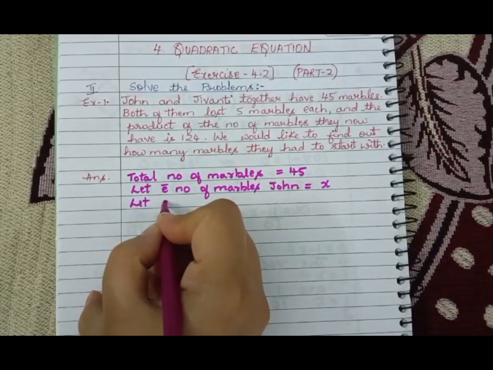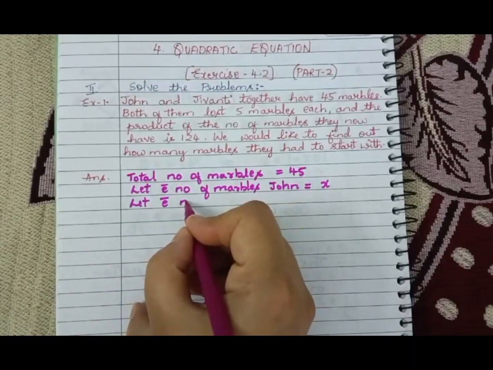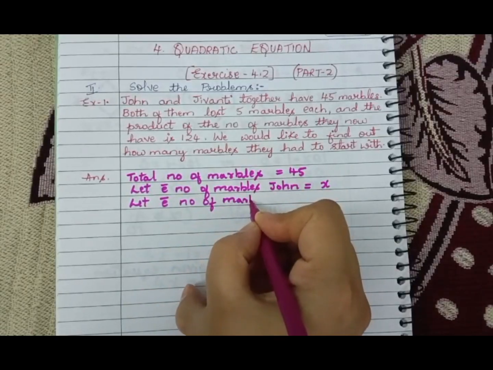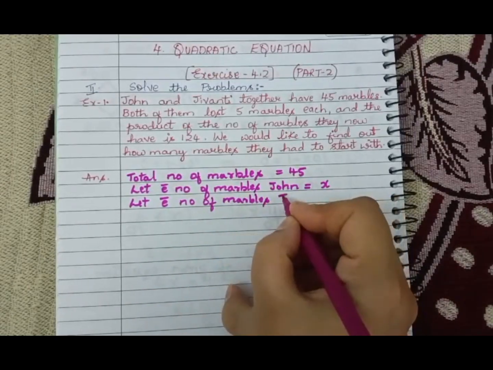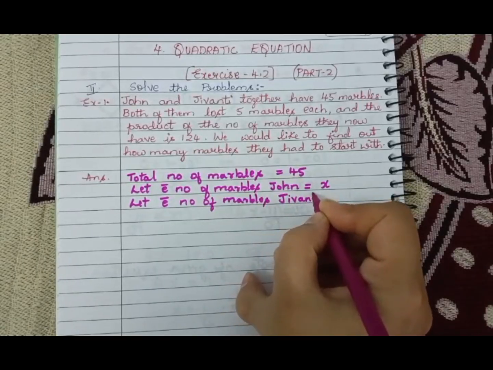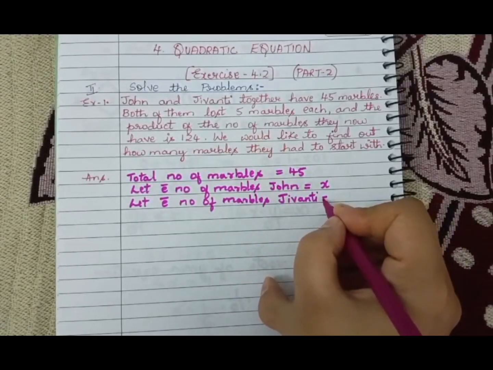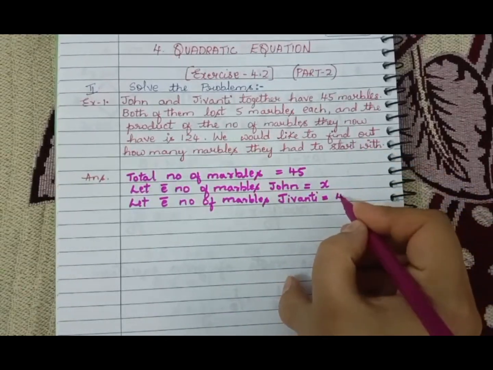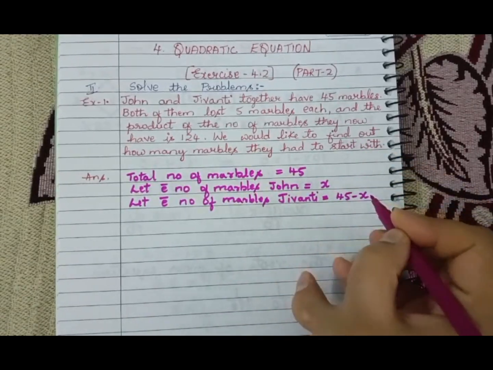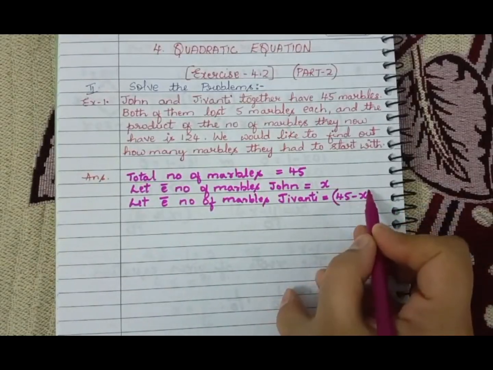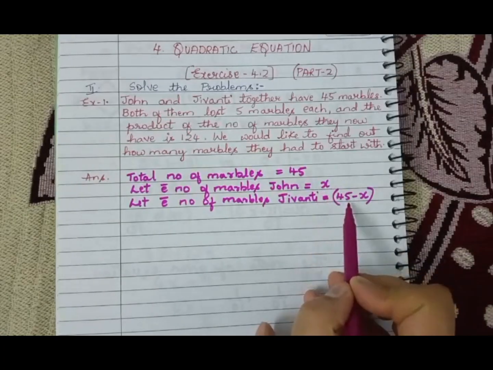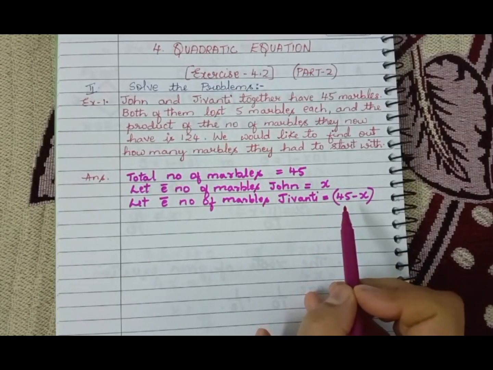Now let the number of marbles Jeevanti have be 45 minus x marbles. So for this too we have to assume and write.